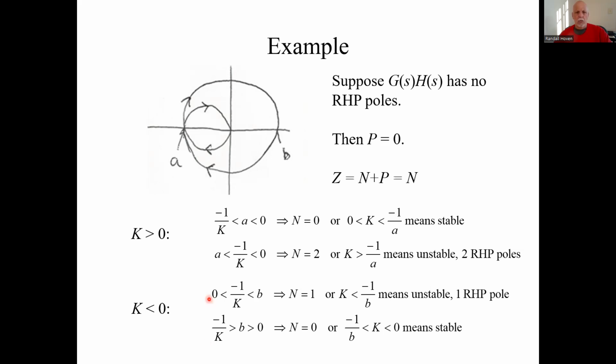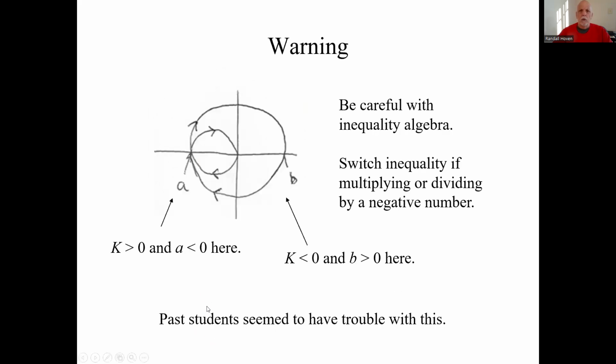I won't go through the other 2 segments, but one place where my students had trouble was that inequality algebra, and you just have to be careful with it. Anytime you multiply or divide by a negative number, you need to switch inequalities. K is greater than 0 over here. K is less than 0. And over here on the right, K is less than 0.